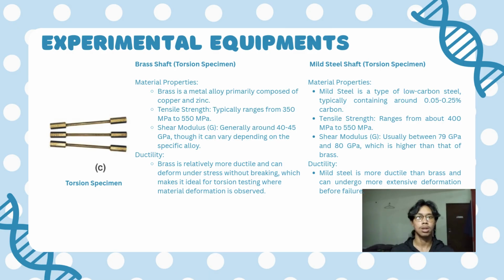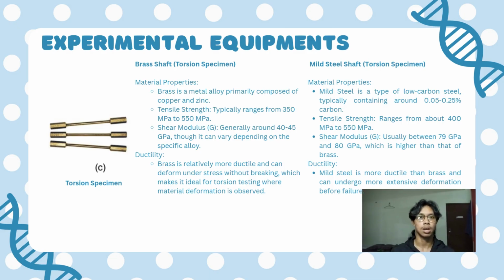Then for the ductility, brass is relatively more ductile and can deform under stress without breaking, which makes it ideal for torsion testing, where material deformation is observed.